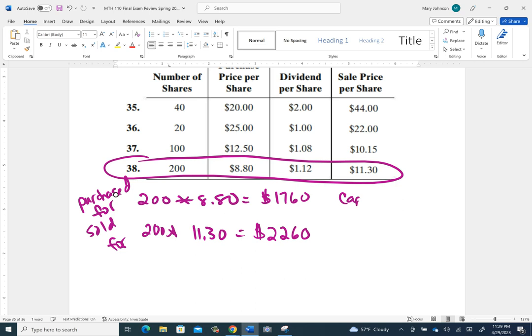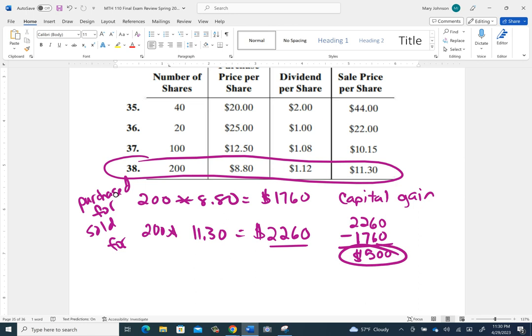So the capital gain or loss is going to be your selling price, how much you sold it for, minus how much you bought it for. You know, did you make a profit or what? That turns out to be $500 when you subtract those. And since you sold it for more than you bought it, that would be a capital gain of $500. Okay, that's 38.